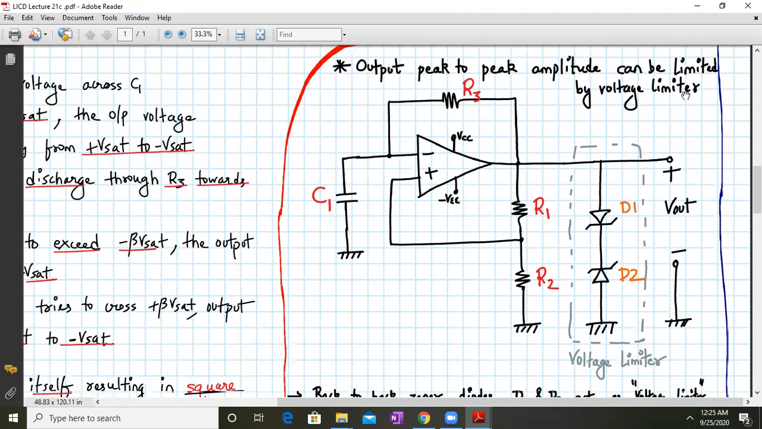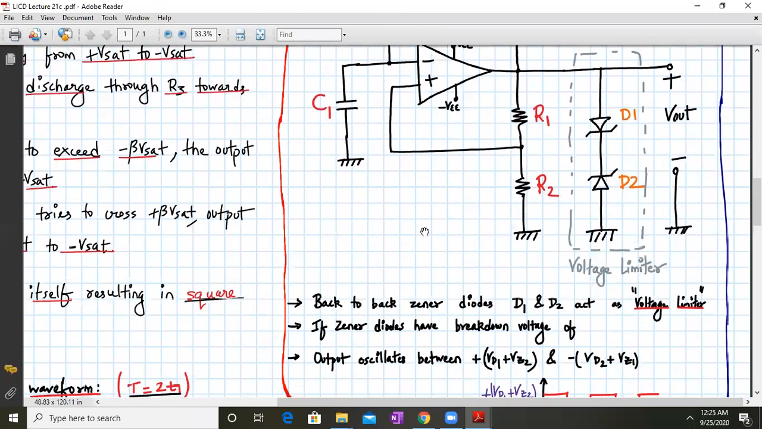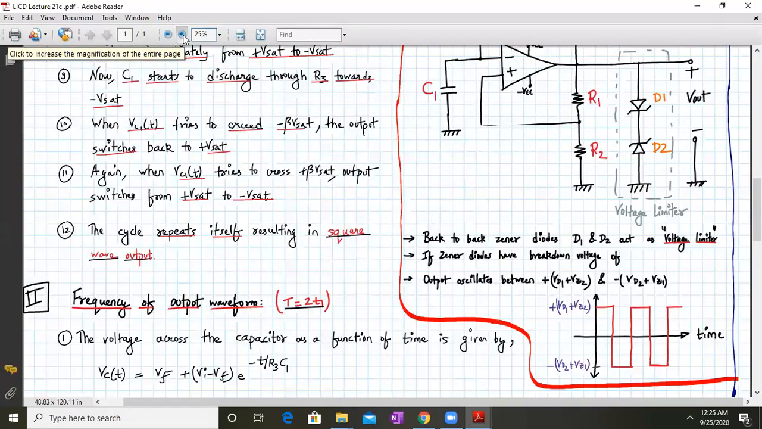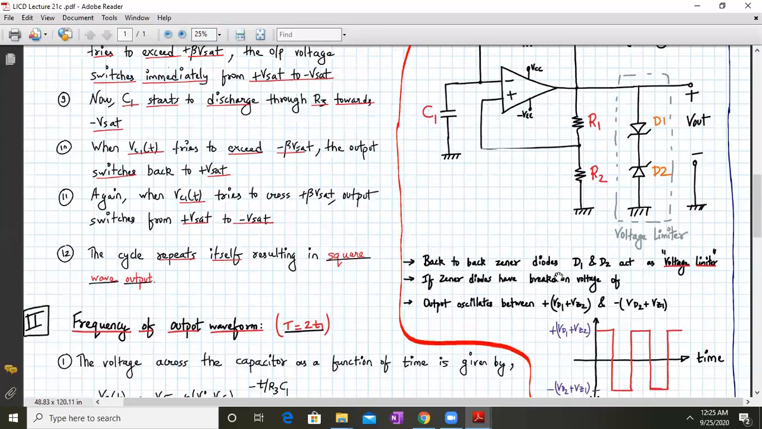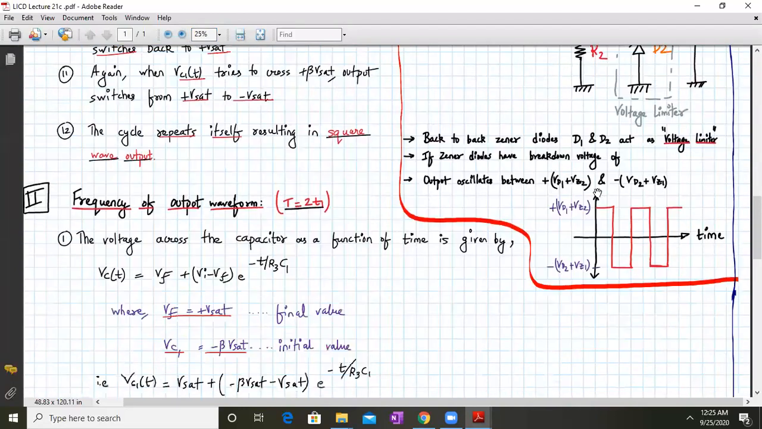That is achievable by a voltage limiter. So what we do is at the output we connect two Zener diodes back to back, D1 and D2. These Zener diodes connected back to back would serve as a voltage limiter. So if the Zener diodes have breakdown voltages VZ1 and VZ2, then the output will oscillate between plus VD1 plus VZ2, and the other point will be minus of VD2 plus VZ1. So these are the two points it will oscillate.